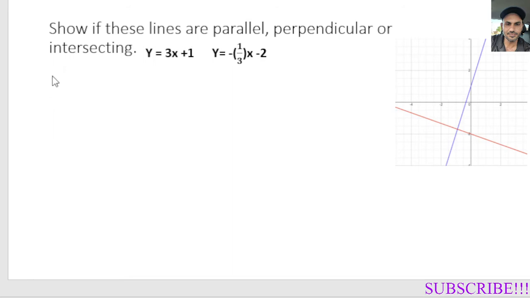So for a parallel line, we know that the slope has to be the same. So m1 has to be equal to m2 for a parallel line. That's a parallel line.